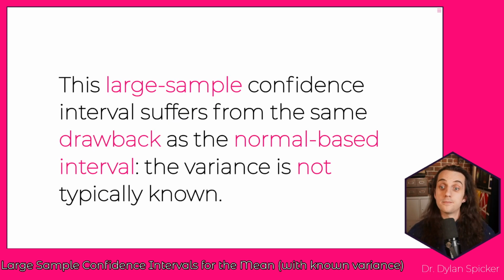The large sample confidence intervals are quite useful because we don't need to assume anything about the population distribution. However, they have one major drawback, and it's the same major drawback that the normal-based confidence intervals have, which is that they assume that the variance is known. If we do not know the population variance, these intervals are not going to work, and instead we're going to have to turn to other techniques in order to find confidence intervals for unknown variance situations.